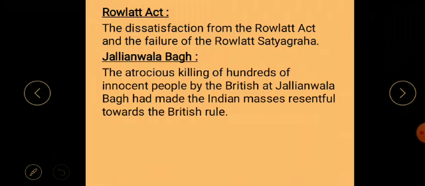Then the Rowlatt Act, the second main cause, which means the dissatisfaction from the Rowlatt Act and the failure of the Rowlatt Satyagraha. Then we have Jallianwala Bagh, which we have discussed in the earlier videos. The atrocities, the killing of hundreds of innocent people by the British at Jallianwala Bagh, had made the Indian masses resentful towards British rule.